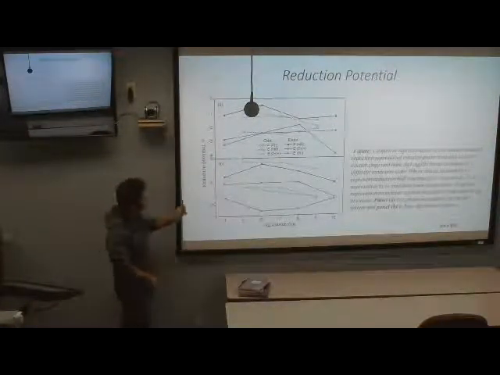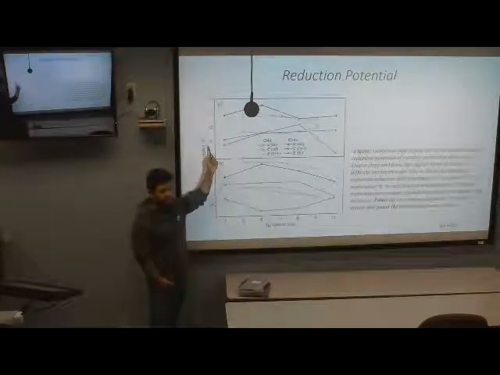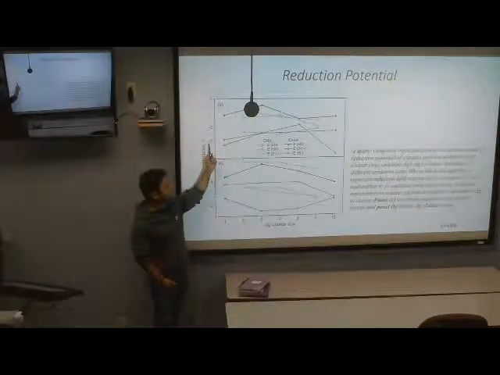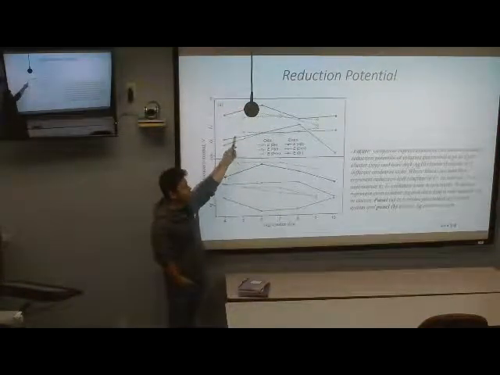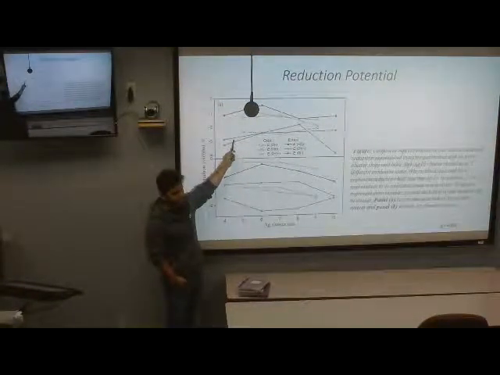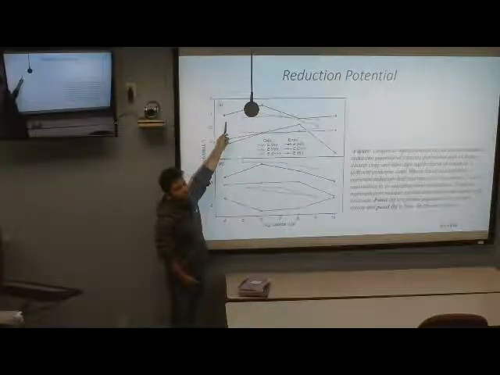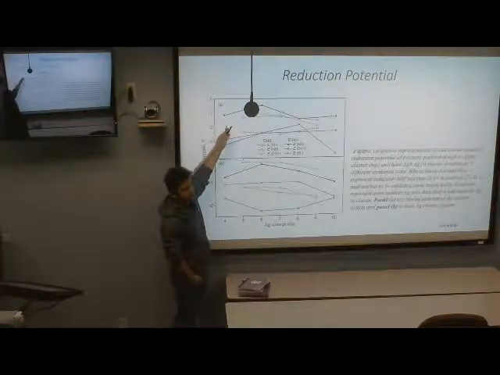And another thing is, this is reported as a reduction potential. This is a negative number, so that means the oxidation reaction is more favorable in this case. In this case, the reduction reaction is more favorable compared to this one.